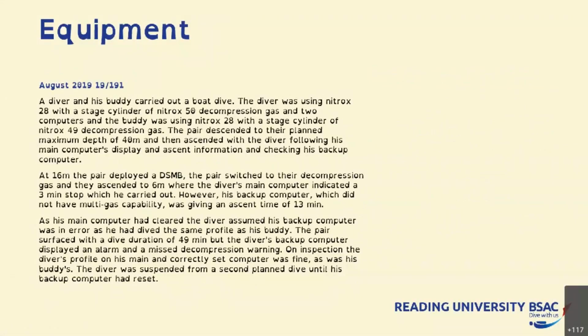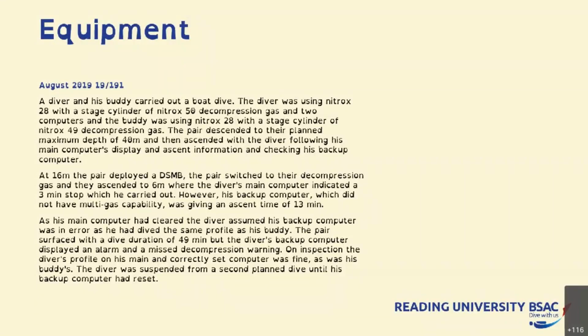Another example of equipment. This one's relating to a computer. So a diver's going on an accelerated decompression dive, and quite wisely had two computers with them. But at the end of the dive, the backup computer was displaying an alarm and a missed decompression warning. And when they inspected it, the diver's main computer was absolutely fine, as was the buddy's.